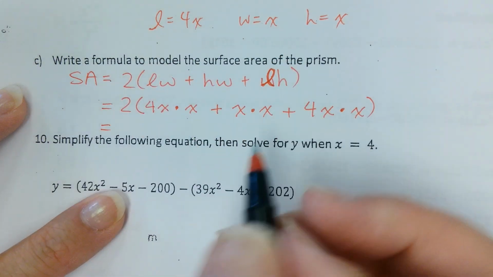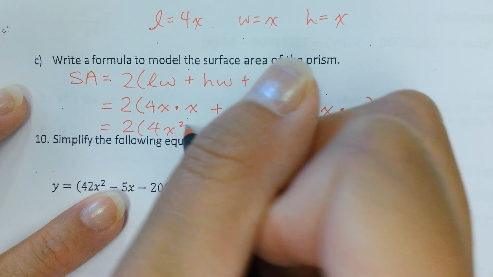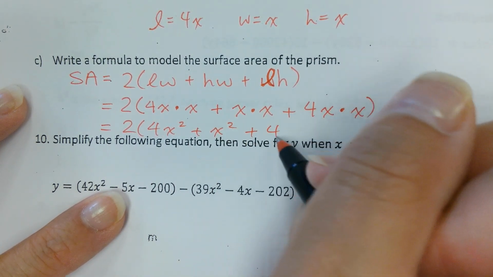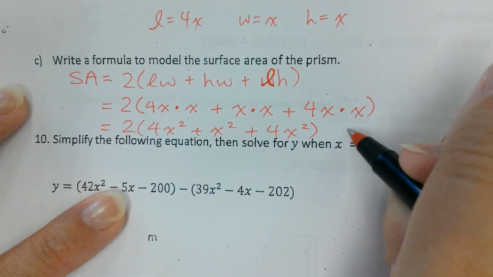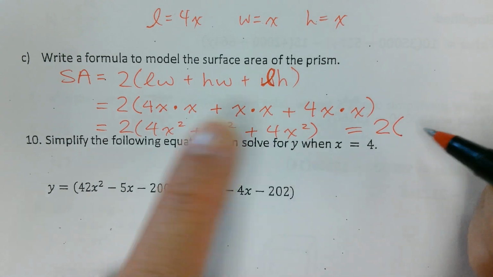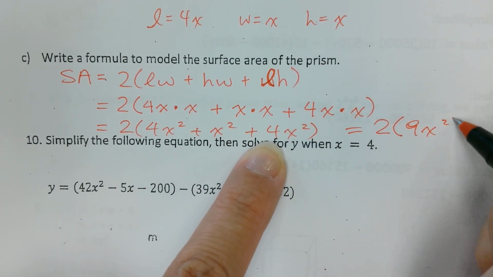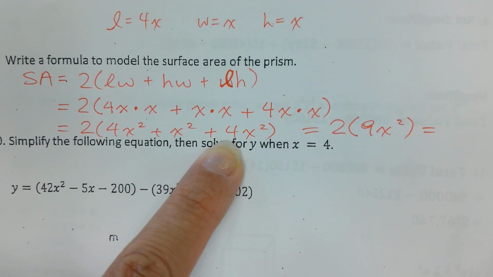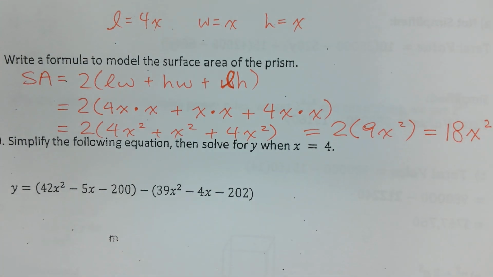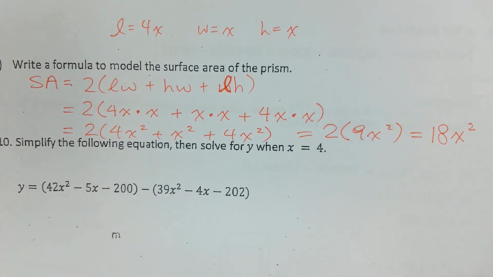And then BEDMAS tells us to deal with the brackets first. So 2(4x squared plus x squared plus 4x squared). Okay, these are all x squared terms, so I could simplify it. I could group them together. So in total, I have 9x squared. And then lastly, multiply. So my final answer, 18x squared. So all this simplifies to just a monomial.